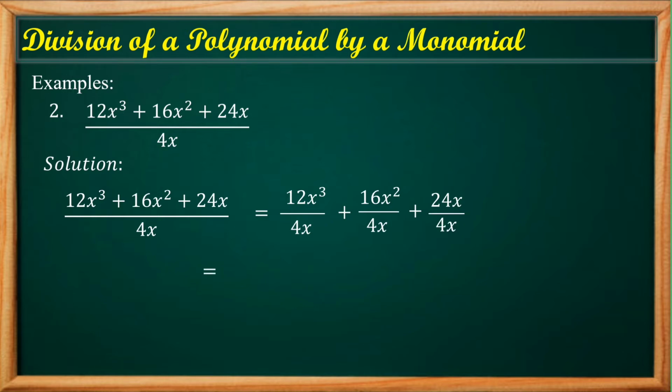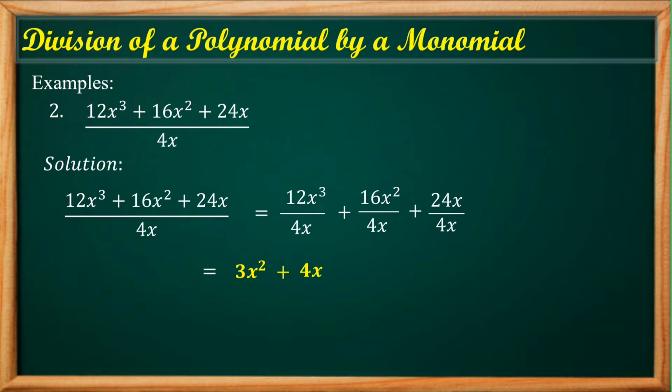Next, 12 divided by 4 is 3. Then x cubed over x is, subtract the exponents, 3 minus 1 is 2. Therefore, 3x squared. 16 divided by 4 is 4. Next, you will have here x squared divided by x. Subtract the exponents, 2 minus 1. Then you will have here 4x.